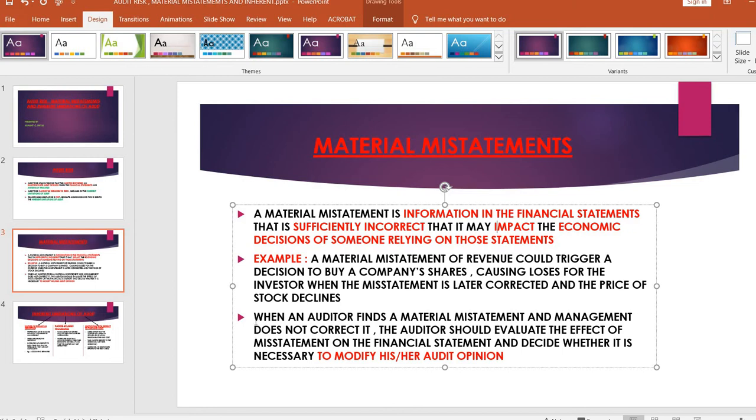And then when an auditor finds a material misstatement, what should you do? That's a very important question. When you find a material misstatement, you should firstly go and tell the management about it. You should inquire and tell the management that I have gone through these accounts, this information, your financial statements. I feel that there's some material misstatement over here. Please, I want to set up an inquiry for the same.